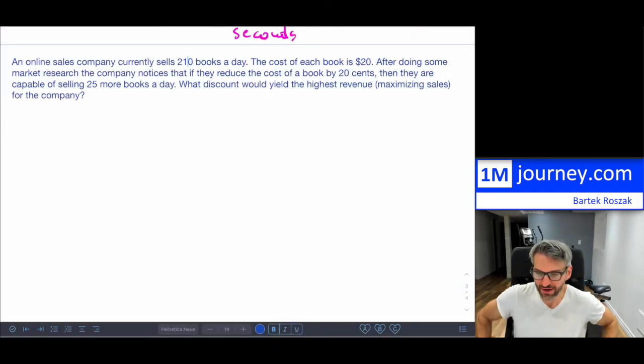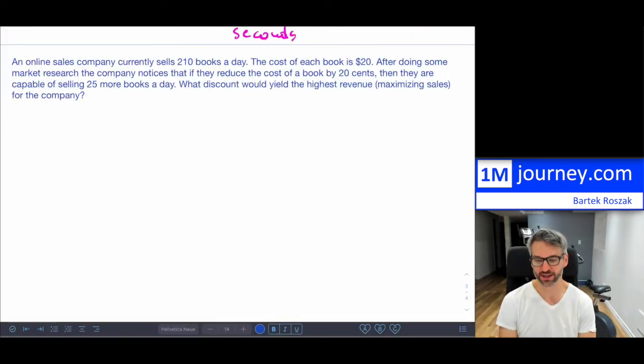Okay, so what we will have is an online sales company currently sells 210 books a day. So they're selling books. So notice again, a different problem. The cost of each book is $20. After doing some market research, the company notices that if they reduce the cost of a book by 20 cents, then they are capable of selling 25 more books in a day. What discount would yield the highest revenue for the company?